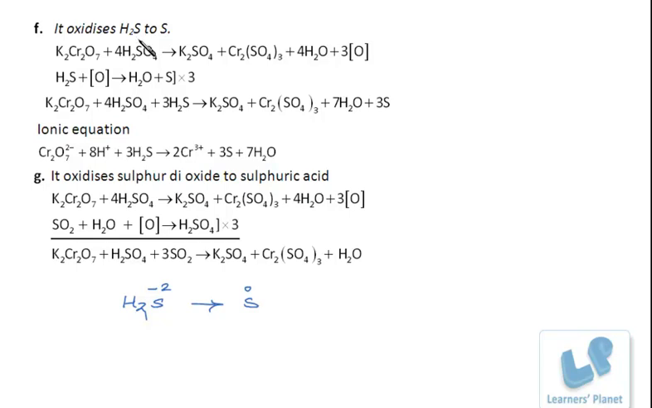Sulfites to sulfates, iodides to iodine, halides to halogen, arsenites to arsenates, ferrous to ferric. See, it is an oxidizing agent, that is, it takes up electrons. So it oxidizes. Here, it is oxidizing sulfur dioxide to sulfuric acid. That's the thing. In writing these balanced equations, you should know how to write the ionic equation and how to balance the reactions. That's it.